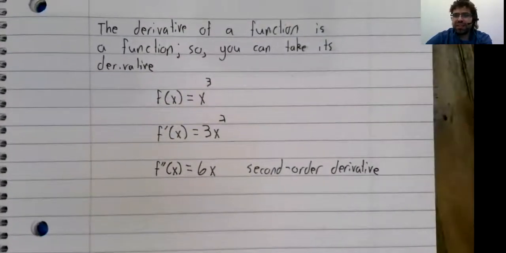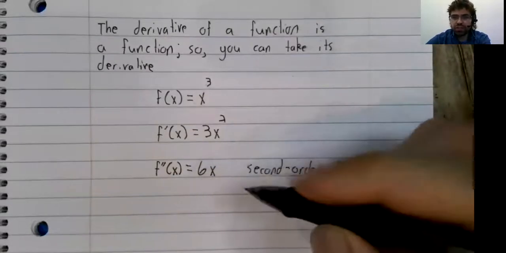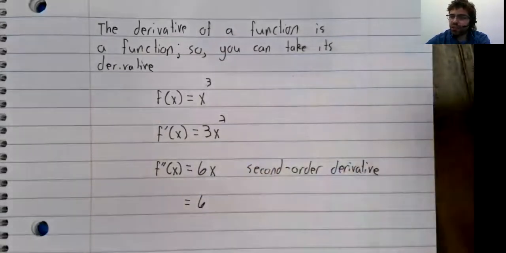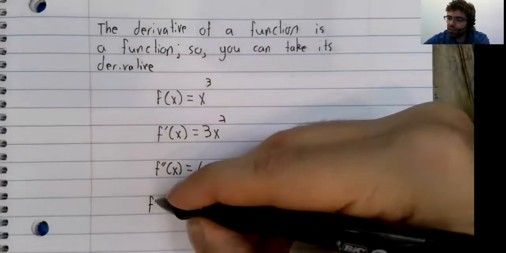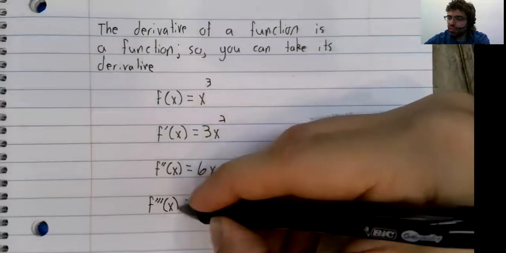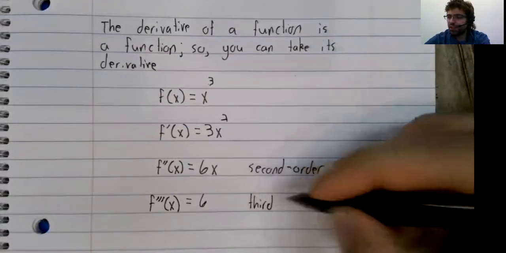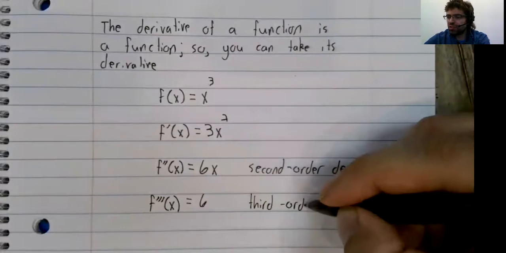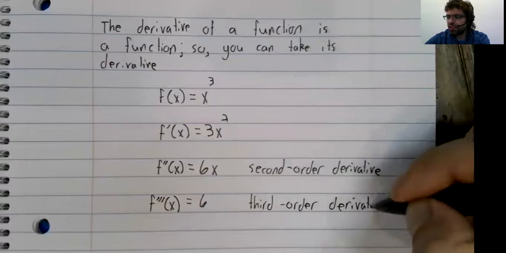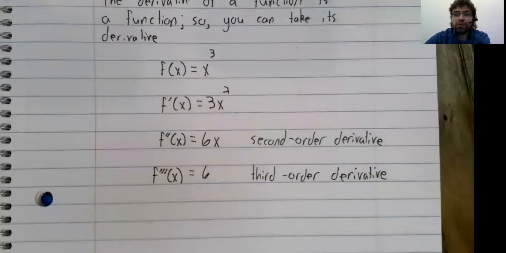If we wanted to take the derivative a third time, we can certainly take the derivative of 6x. Now we have 3 little apostrophes up there. And that's the third order derivative. We could keep doing this forever.